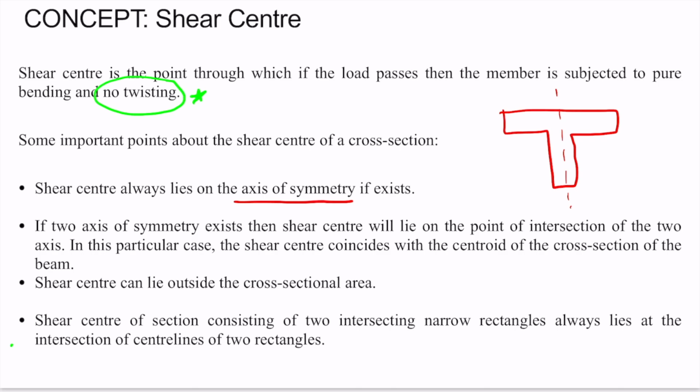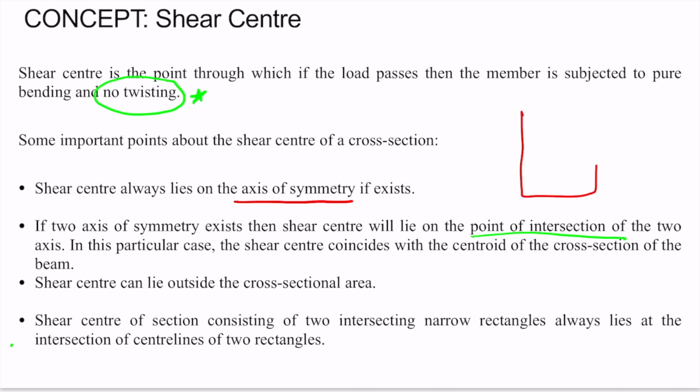If two axes of symmetry exist, then the shear center will lie at the point of intersection of the two axes. For example, consider a rectangular section. A rectangular section has two axes of symmetry. So according to this point, the shear center will lie at the point of intersection of the two axes. So here will be the shear center.